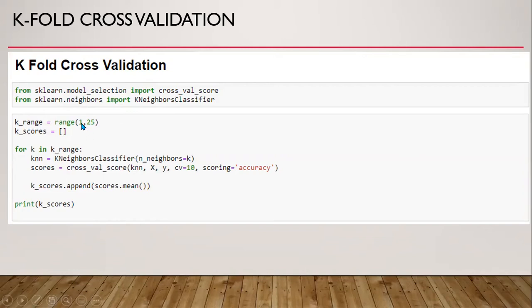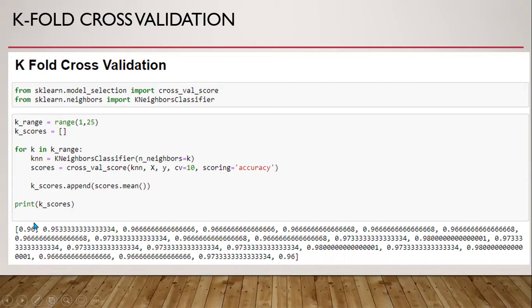I'll set it to 1 to 24, and this is the empty array which we declare. Then for each k in k range, that is from 1 to 24, we will be using the algorithm, and then we will store the cross_val_score of the model. So these are the final scores.